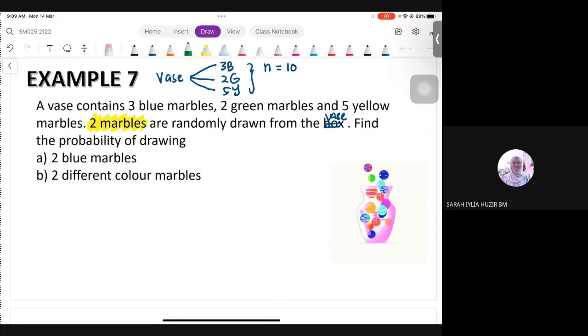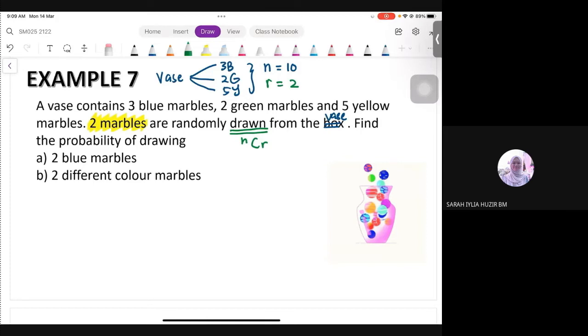So our R in this case would be 2. And then the keyword is drawn. Kita nak cabut, means it's still combination. Kita nak pilih je, tak kisah susunan. So nCr there. Alright. Find the probability of drawing 2 blue marbles or 2 different color marbles.